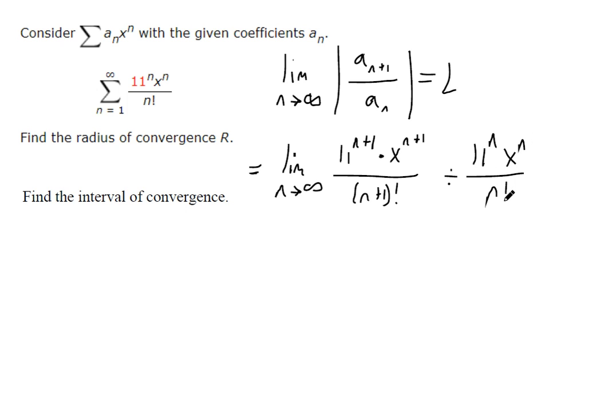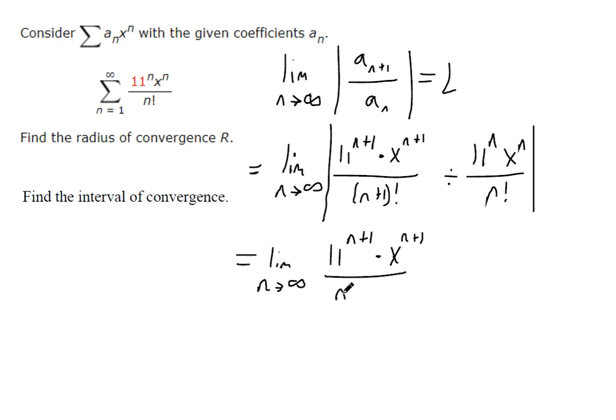We know how to divide two fractions. We're going to evaluate the absolute value too, but we flip and multiply. So this is 11 to the n plus 1 power times x to the n plus 1 power over, and I'm going to expand this factorial, this is n plus 1 times n factorial, and then we're going to multiply that by n factorial over 11 to the nth power times x to the nth power.